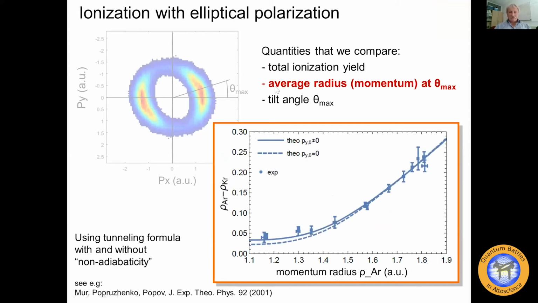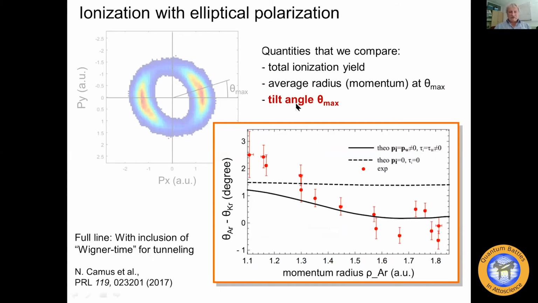We can also look at the average radius of this distribution here. And we also get very good agreement with theory if we use a starting momentum from theory, either not equal to 0 or equal to 0 at the exit of the tunnel, if you want. There's a slight difference between two formulas, where in one the non-adiabaticity is included. The effect of non-adiabaticity is such that during the tunneling, the direction of the laser field changes a little bit, and this is included in this solid line here. Again, we see very good agreement with the experiment.